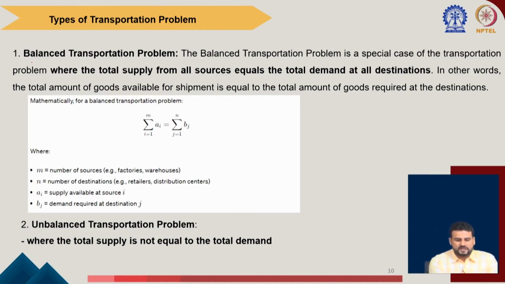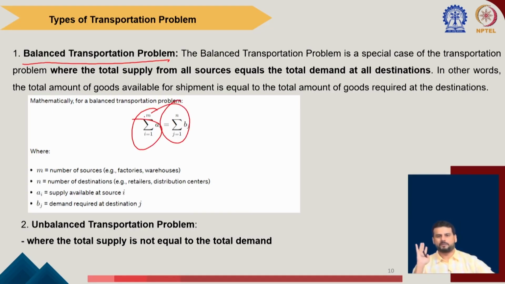Types of transportation problem: I discussed the balanced transportation problem, where supply is equal to demand. Whatever supply is coming from the factories and whatever demand is coming from different destinations, if they are equal, it is a balanced problem. When they are not equal, then it is an unbalanced transportation problem, so we need to make it balanced. The first step is just to check whether the transportation problem is balanced or not. If it is not, we need to make it balanced.